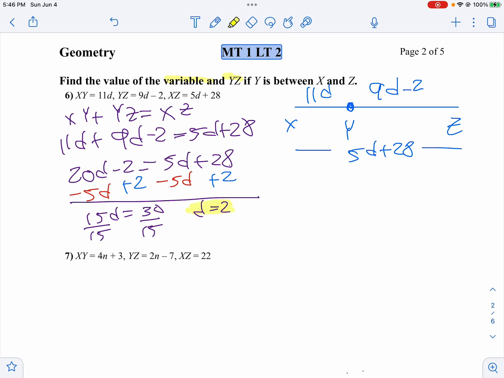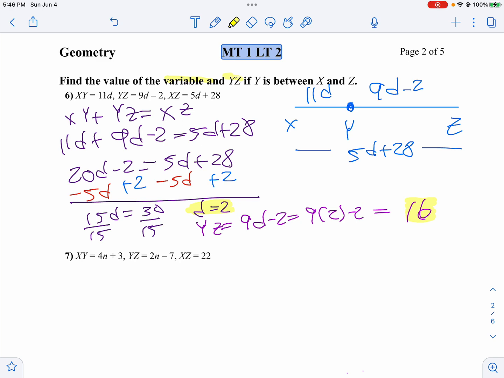The other half is I want to find y to z. So y to z is 9d minus 2, isn't it? So it's 9 times 2 minus 2, and that would be 18 minus 2 is 16. Notice there are no units on this problem. So I'm going to go back and just say that's 16.